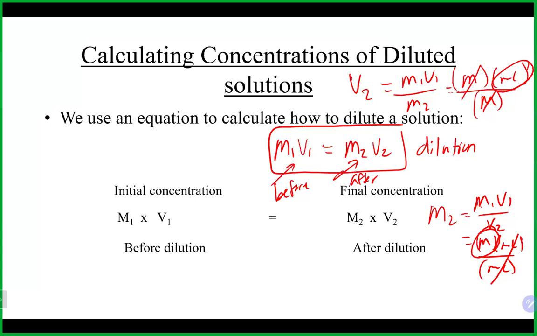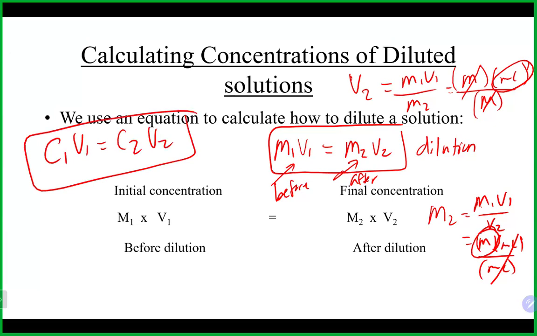A lot of books and people nowadays use the classic C1V1 equals C2V2. C is just a generic term for concentration, because technically speaking, when you go into this equation, you can use any type of concentration you like: percent mass to mass on both sides, percent volume to volume, any of those types. But most of the time we deal with molarity, and that's oftentimes the one that we use the most. And most people will use that M1V1 equals M2V2.